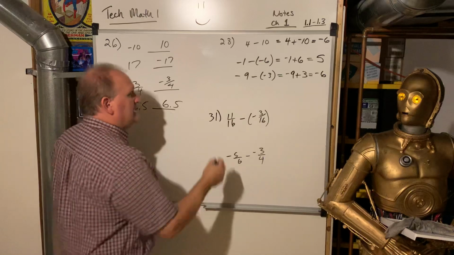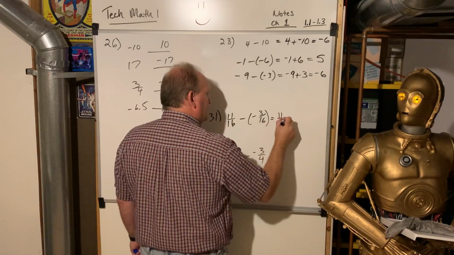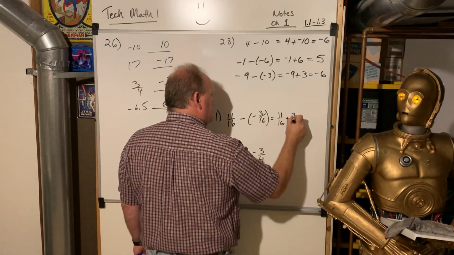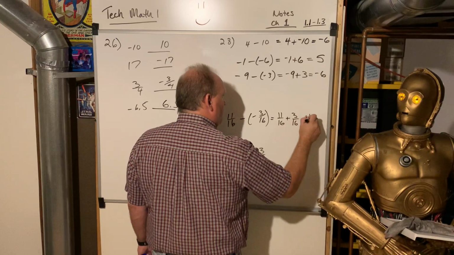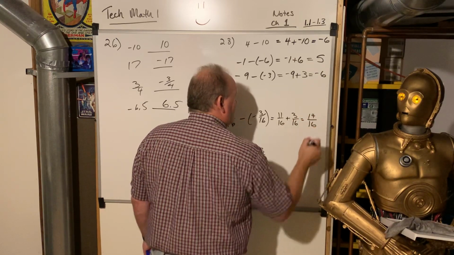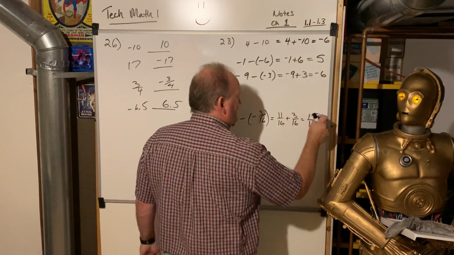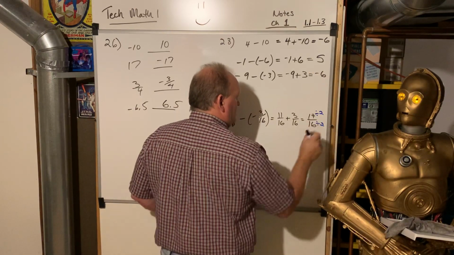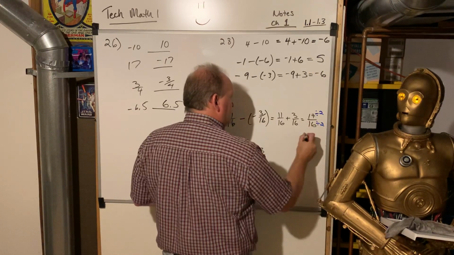All right, here we'd have to rewrite that to 11/16 plus 3/16. That would be 14/16, but then I could reduce it, divide by 2, top and bottom, and that's 7/8.